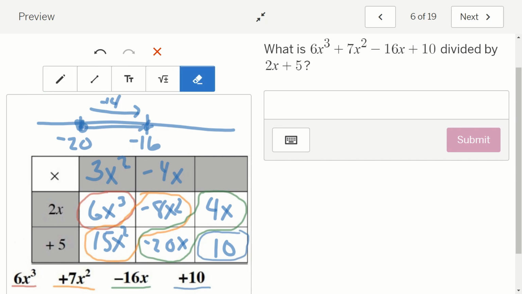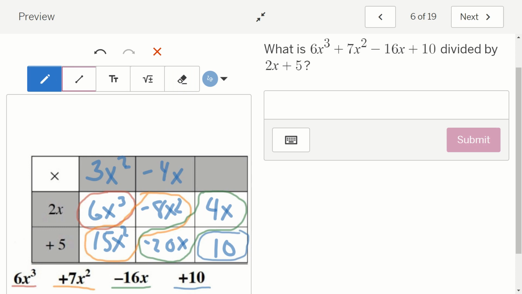And then I'll erase that again. Please do a number line. That made a huge difference for a lot of students last year, just being able to see where the numbers were relative to each other.